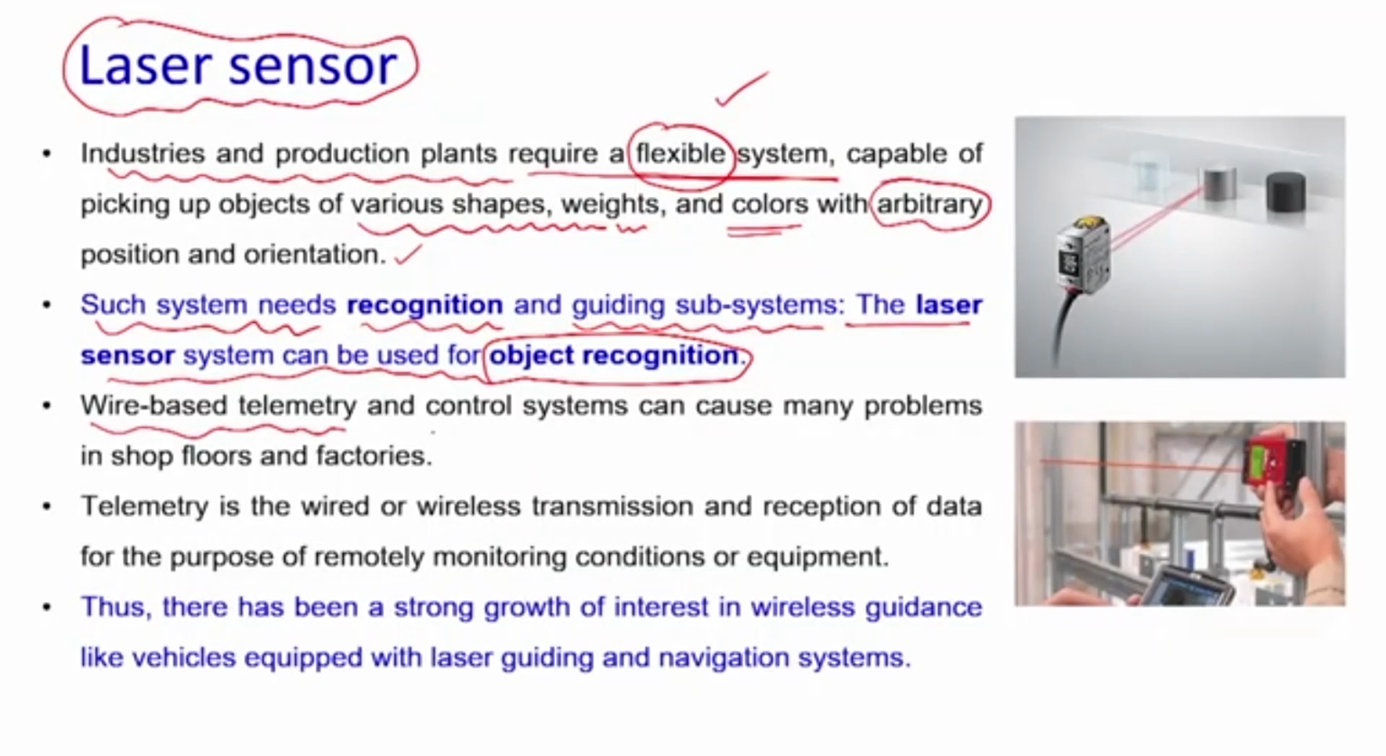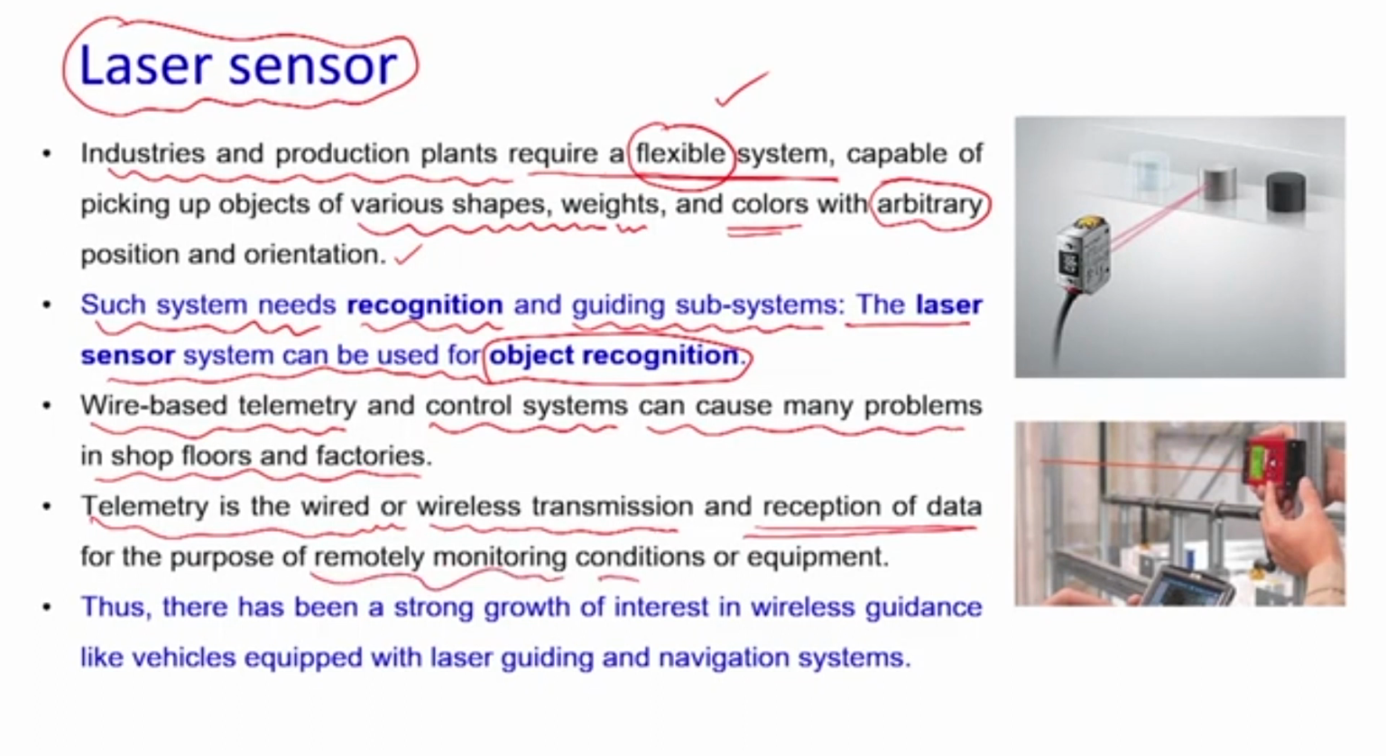Wire based telemetry and control systems can cause many problems in shop floors and factories. So what is the meaning of telemetry? Telemetry is the wired or wireless transmission and reception of data for the purpose of remotely monitoring conditions or equipment. So wired telemetry is a process where we are monitoring the remote equipment or vehicles by using wired connections.